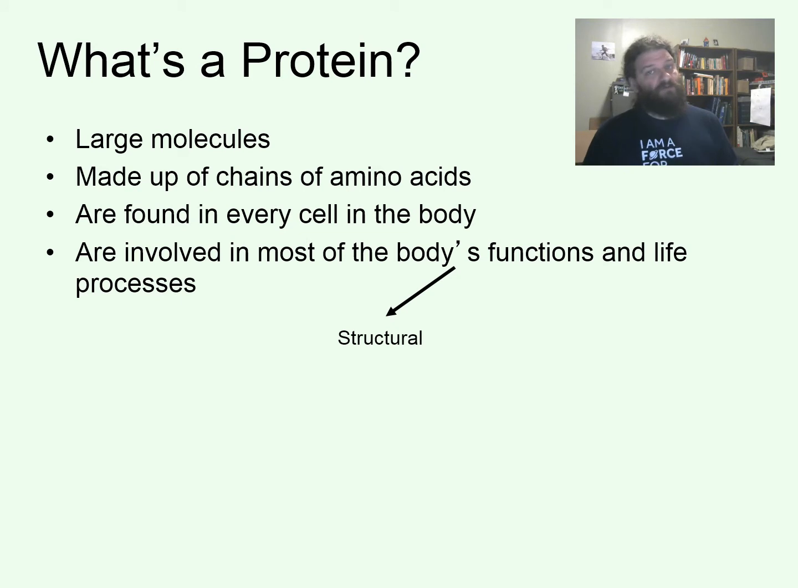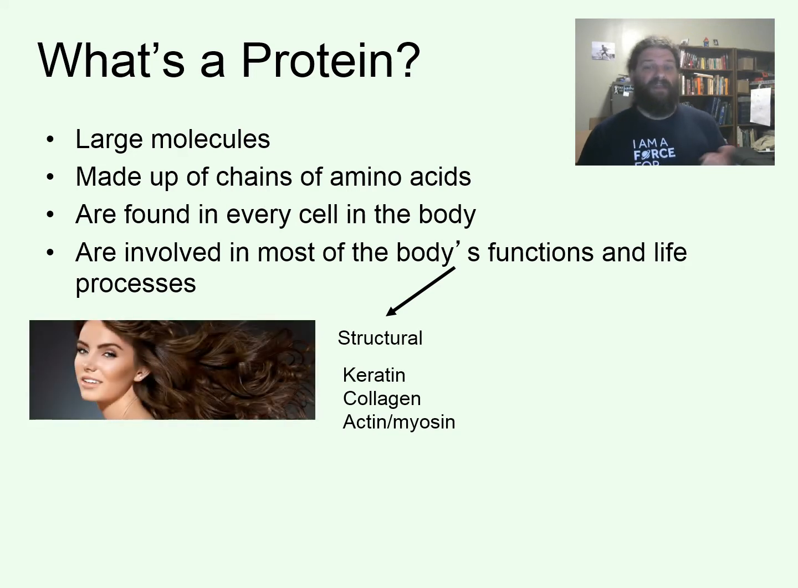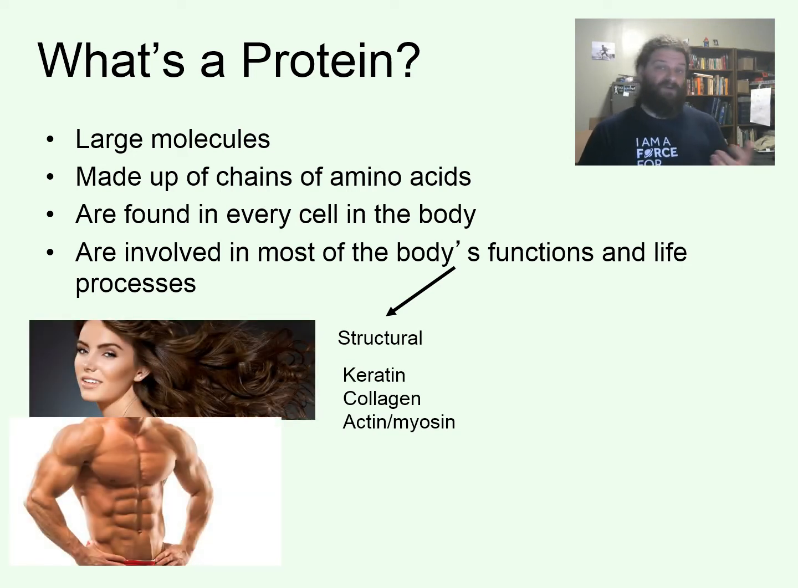We can loosely group them together into two categories, being structural proteins, things like keratin that makes up hair, and collagen that holds our cells together, as well as actin and myosin that makes up our muscles. Of course, keratin also makes up things like duck bills and nails and stuff.